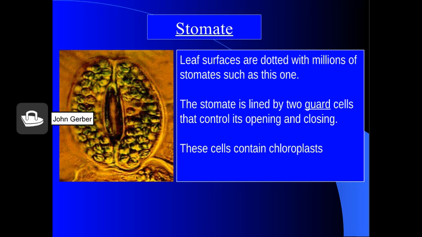This is an electron microscope picture of a stomate with its pore in the middle and the two guard cells, one on each side, that opens and closes the pore. The guard cells contain lots of chloroplasts as well.